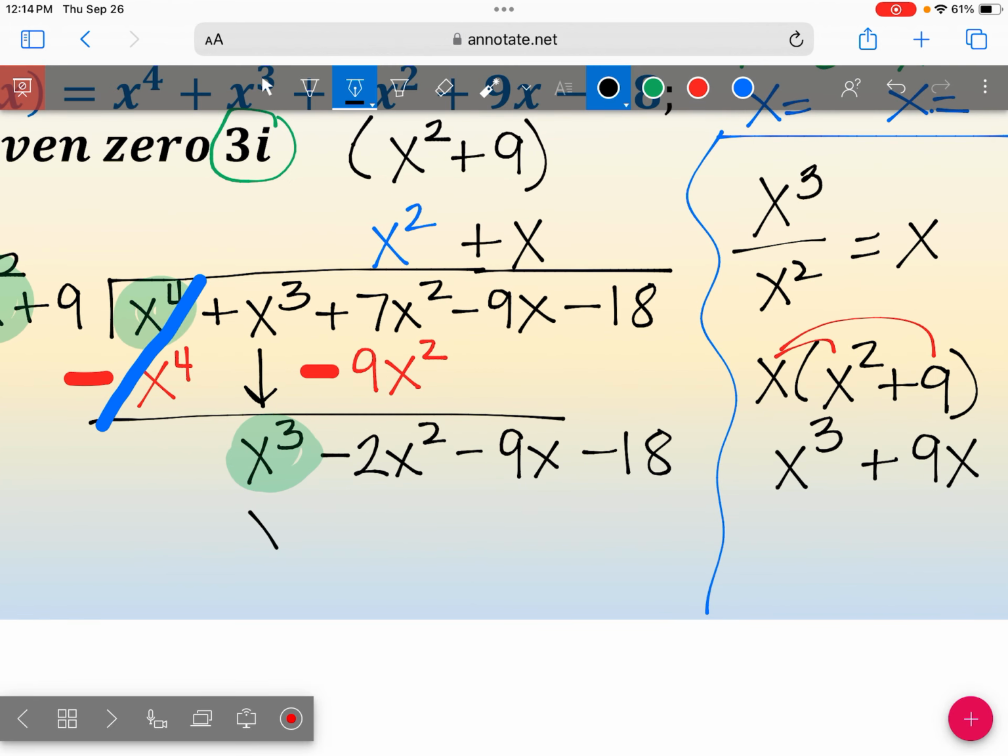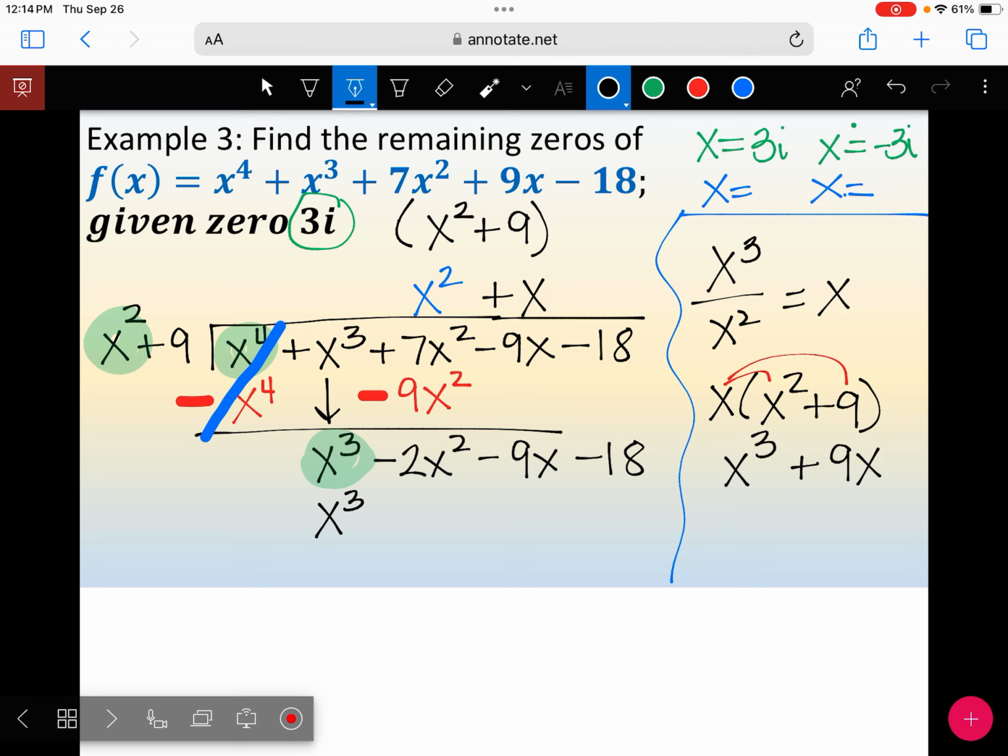So x cubed is going to be under x cubed. 9x is going to be under 9x. And I just noticed that I wrote this wrong. That was a plus 9x. See in the top how that was a plus 9x? So that should be a plus and that should be a plus. So x cubed plus 9x goes here.